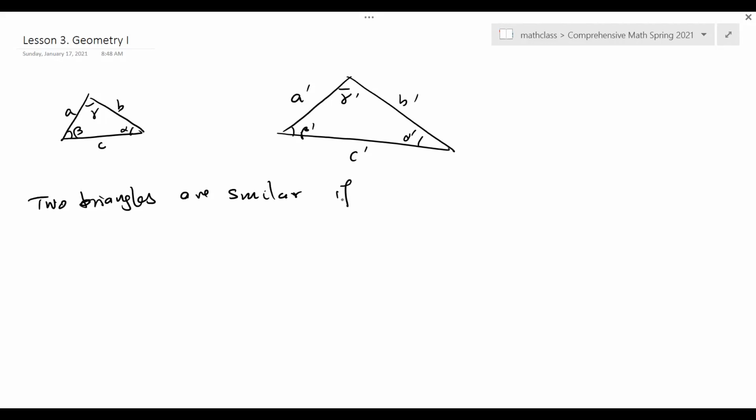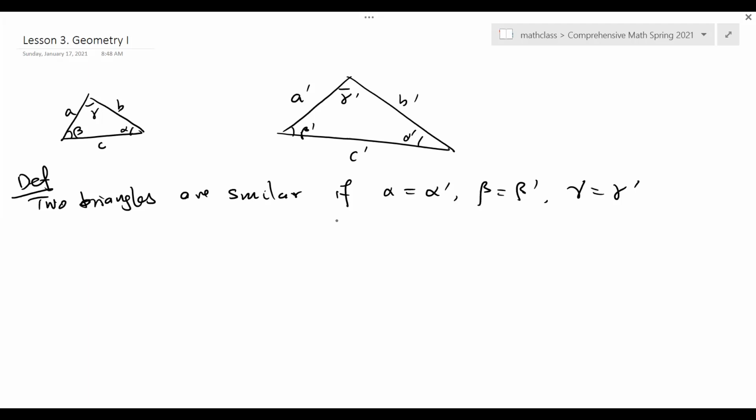And if that's the definition, if the corresponding angles are equal, so if alpha equals alpha prime, beta equals beta prime, gamma equals gamma prime. If they're similar, you just enlarge or shrink one triangle to get another one. Now for two similar triangles, you can also use another property to describe it.